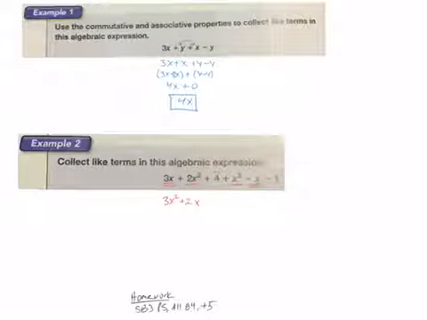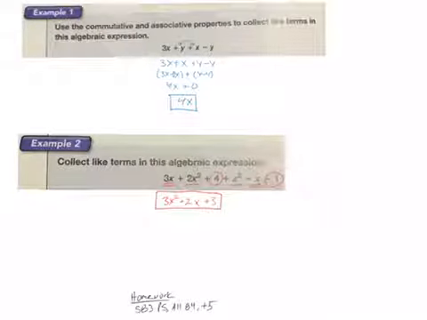And then notice I have this constant term here and this constant term here. So 4 minus 1 is going to be 3. So it's going to be plus 3. And that'd be the answer for that one.